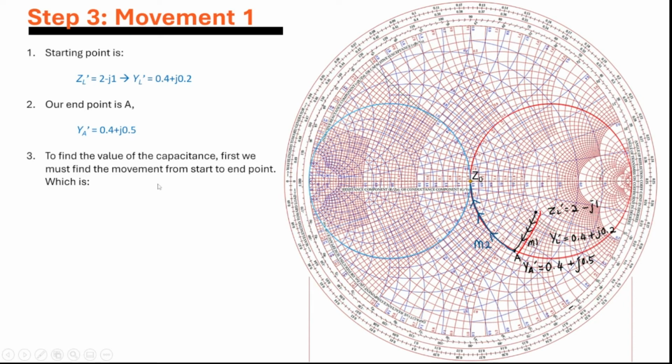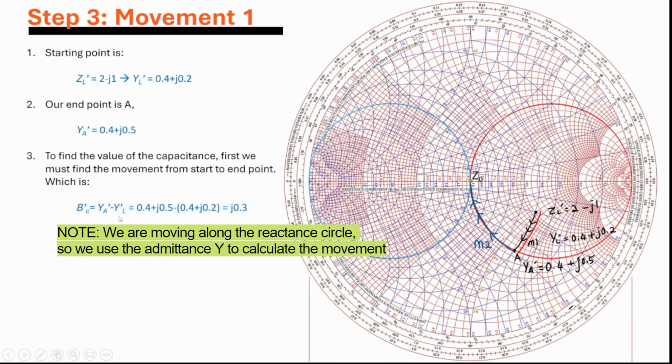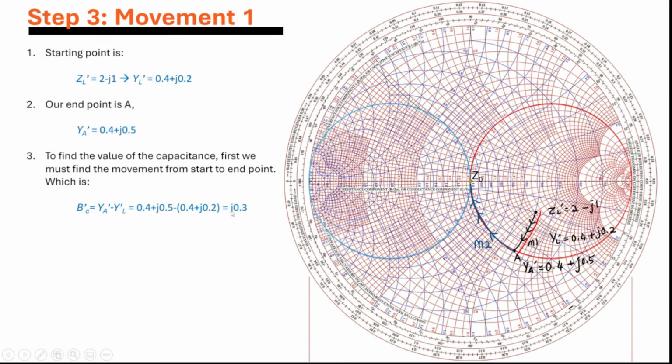So to find the value of the capacitance, first we must find the movement from start to end point, which we call BC, and it is equal to YA minus YL, which is 0.4 plus J 0.5 minus 0.4 plus J 0.5, which gives us J 0.3. So that is actually the value of our susceptance if we directly read it off from this Smith chart.